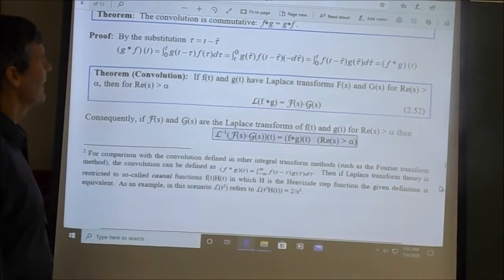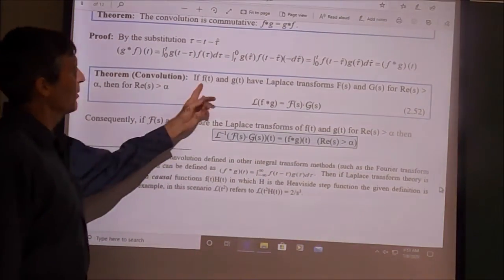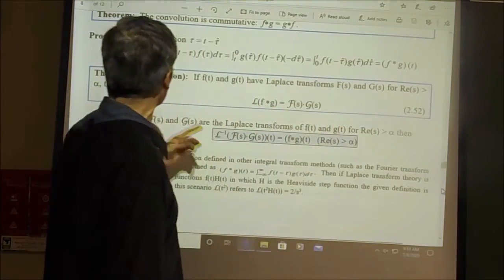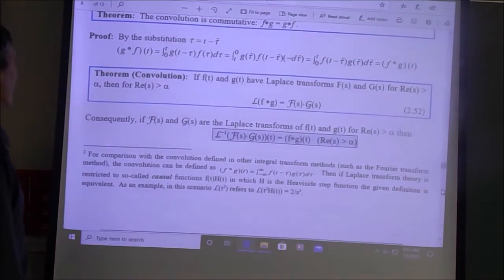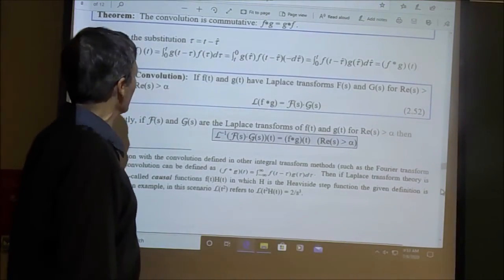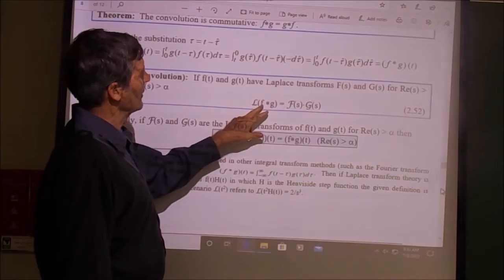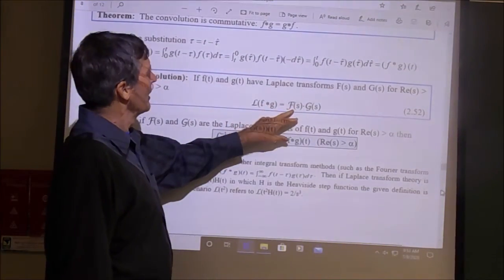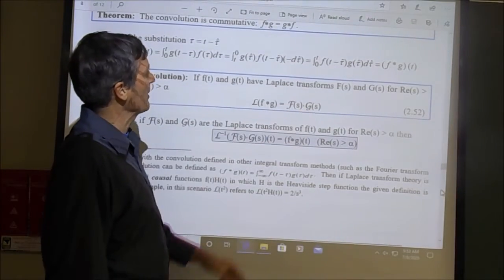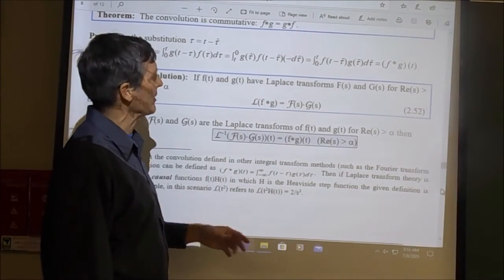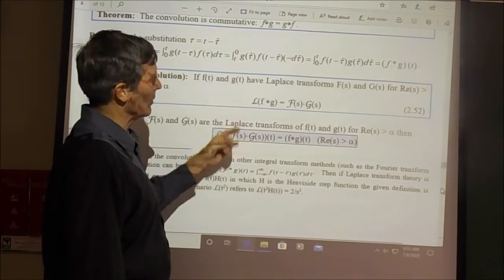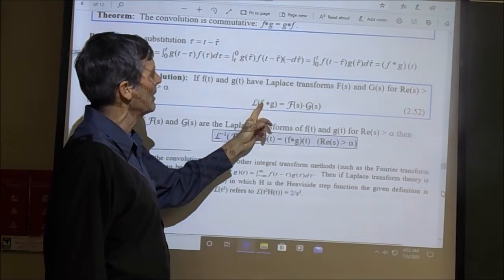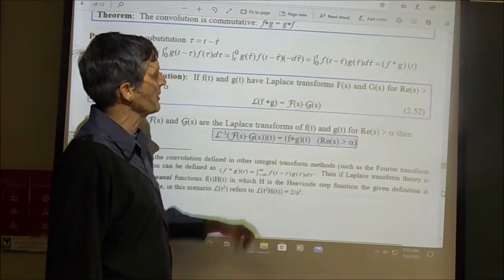There's the proof. Now, if f and g both have Laplace transforms, suppose they're called F of s and G of s, at least for a real part of s greater than some number alpha, then for the real part of s greater than alpha, the Laplace transform of the convolution, this is the convolution theorem, is just the product of those two transforms. That's the amazing thing that makes this so useful. This integral, why would you want to do a nasty integral? It's because the Laplace transform of that integral is actually the product of the transforms of f and g.